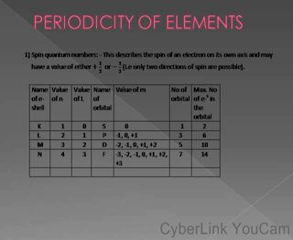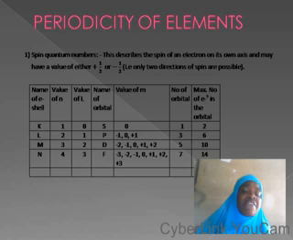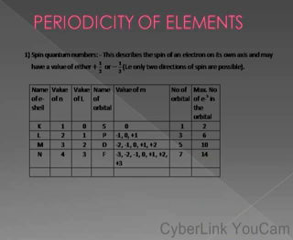Now this table is giving us all the information about the 4 quantum numbers. If you look at it very well, it is what we have been explaining previously. So let's move on.